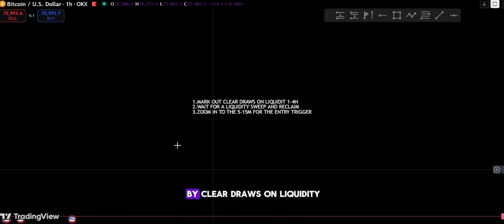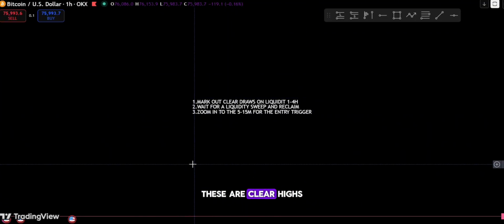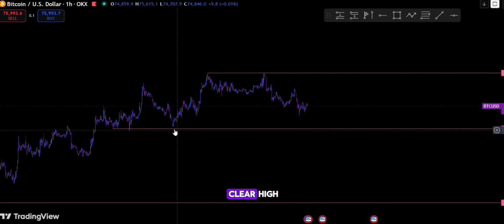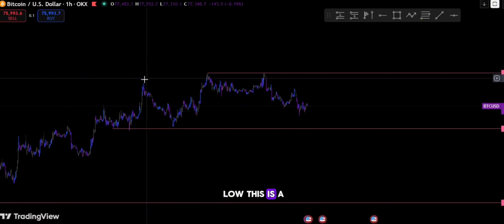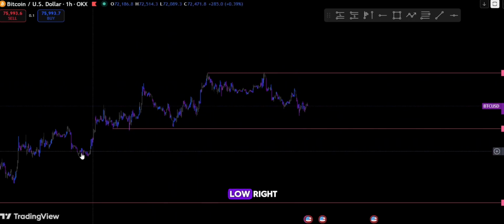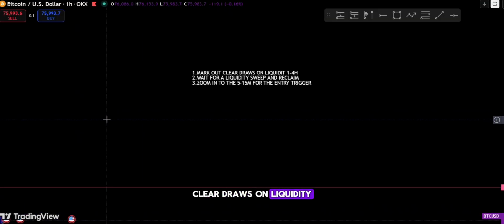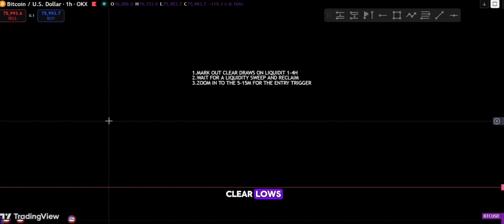Now what I mean by clear draws on liquidity, these are clear highs or lows that you can see with your naked eyes. Like this is a clear high, this is a clear low, this is a clear high, this is a clear low, right? This is a clear low. So these are clear draws on liquidity, basically clear highs and clear lows.